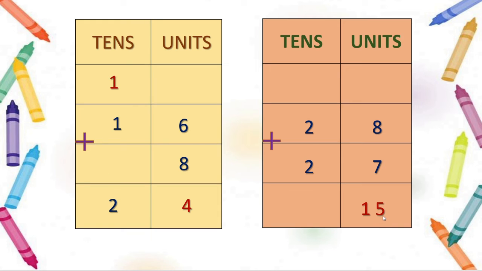5 will remain here, and 1 is carried over to the tens place because 1 is in the tens place, isn't it? Okay, now 1 plus 2 plus 2. How much? Very nice. 5. So our answer is 5 tens, 5 units. 55. Correct? Very good.